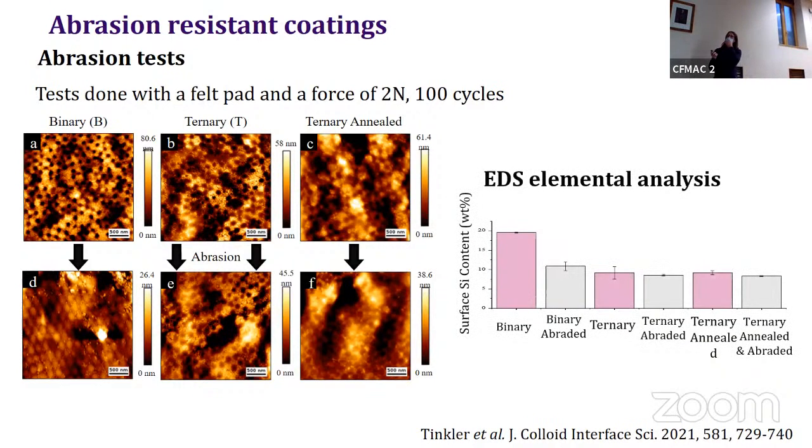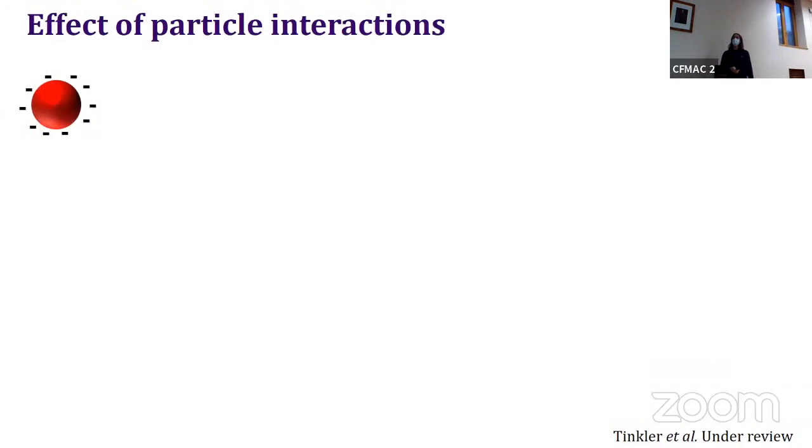He also checked using energy dispersive spectroscopy to see the amount of silica at the surface before and after abrasion. You can see that for the binary blend, we go from about 20% of the surface to half of it, so the abrasion is removing half. Whereas with the ternary, everything is within error, so there's no change at all. So it's definitely improving the durability of these coatings.